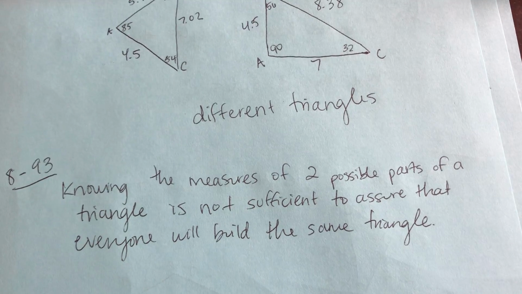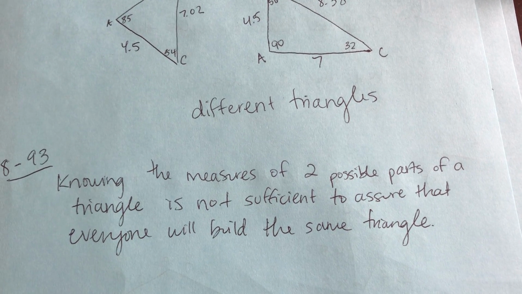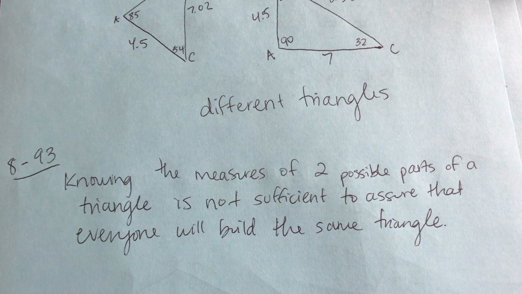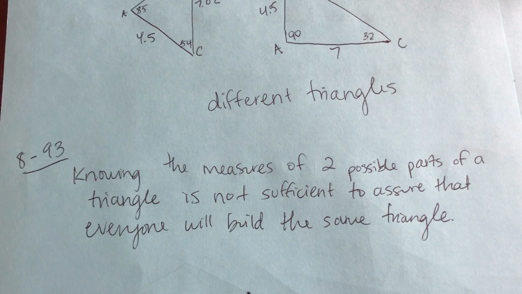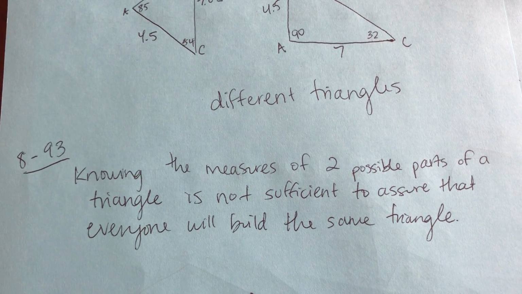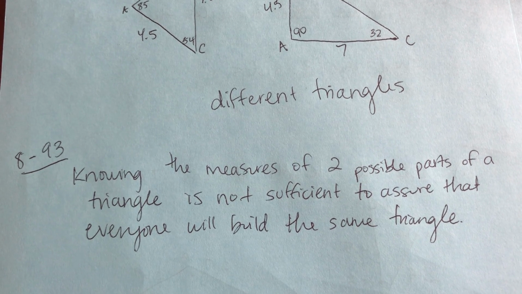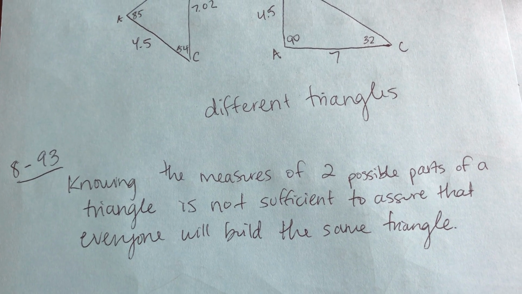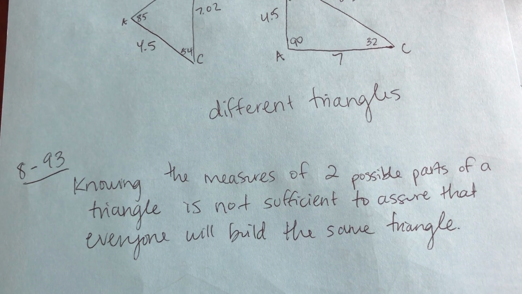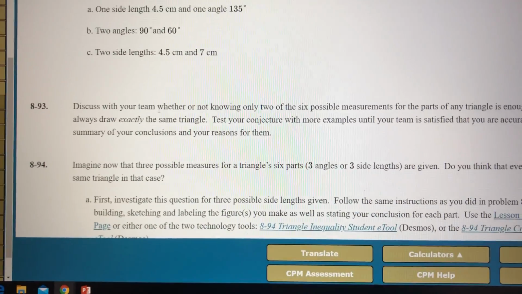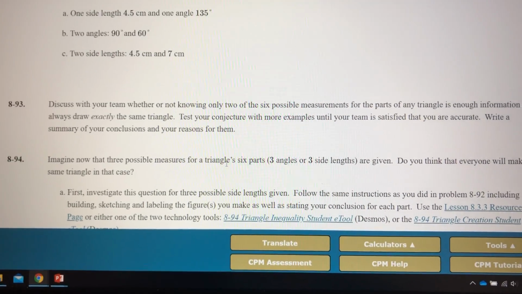So I put for 893, knowing the measures of 2 possible parts of a triangle is not sufficient to assure that everyone will build the same triangle, because what we're trying to figure out is what 2 or 3 parts we need to know in order to all build the same exact triangle. So obviously only knowing 2 possible parts is not enough.